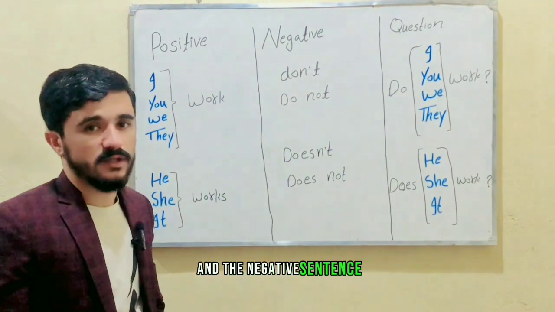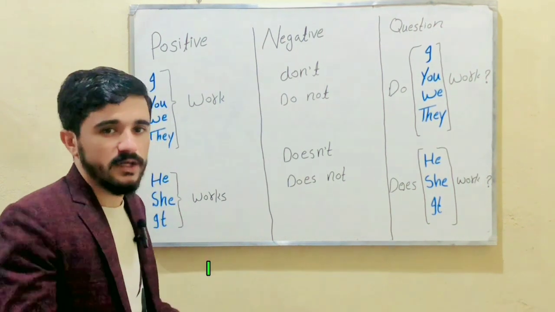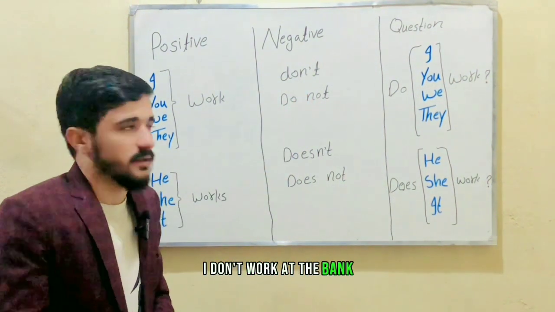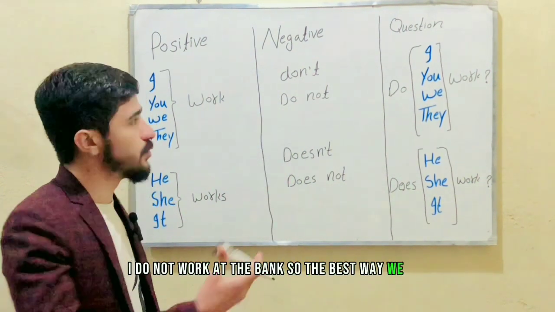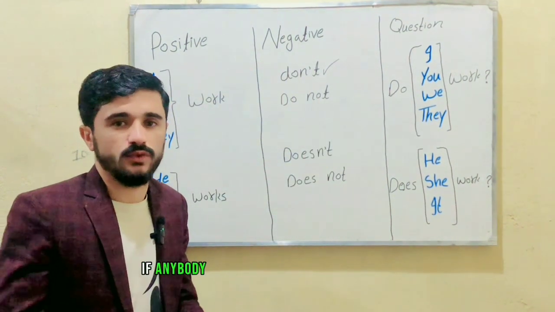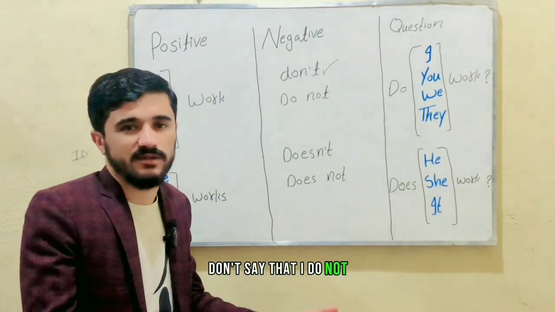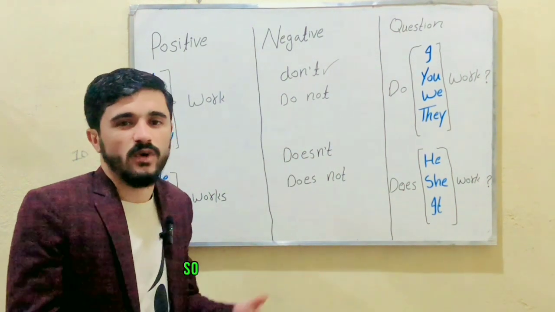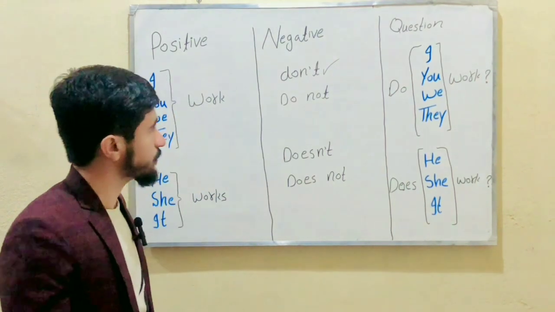And the negative sentence: how do we use the negative in simple present tense? For example, I do not work at the bank. The best way we use is the correct way. If anybody uses a negative sentence, I don't say that. I don't work at the bank, so it is a good way and right in the sentence.